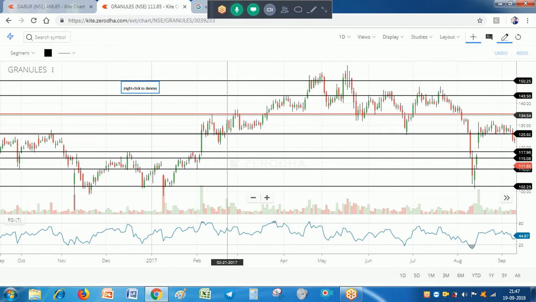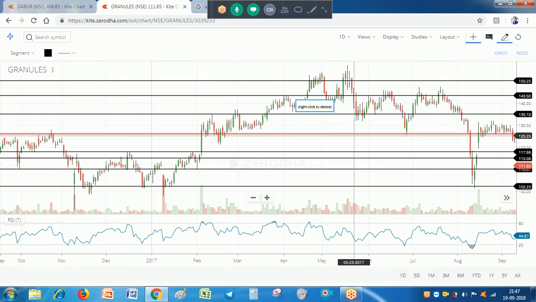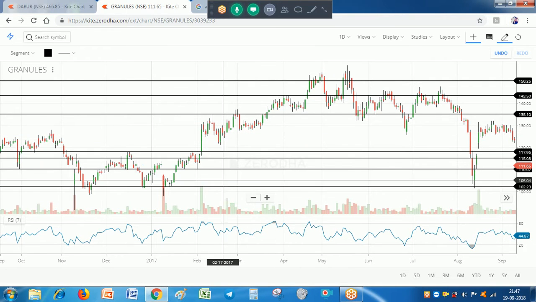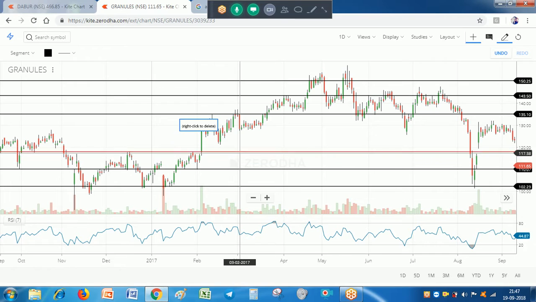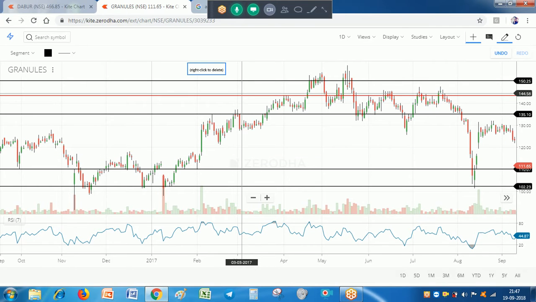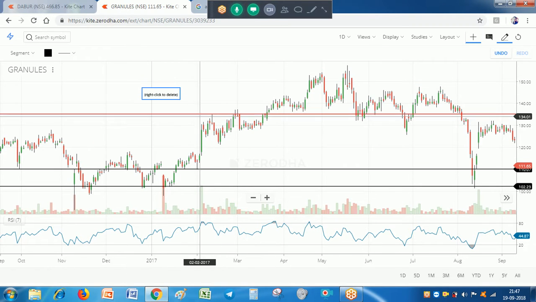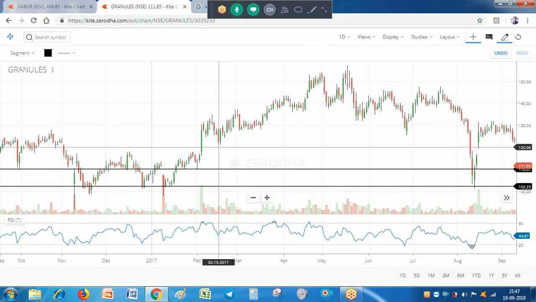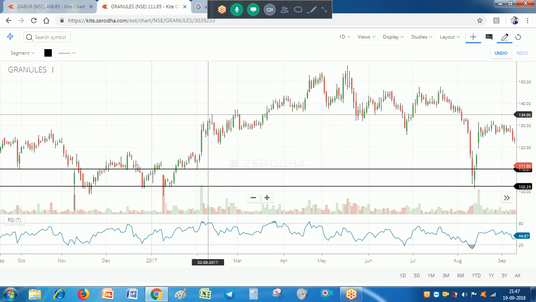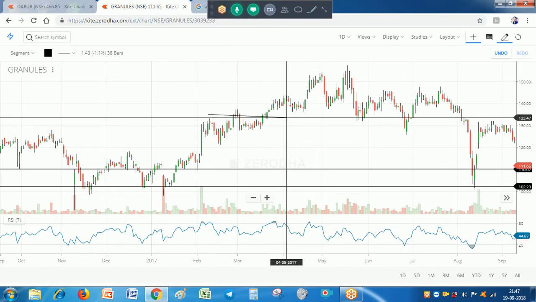You could see here I have put many lines. I have studied this chart. Let me remove a few lines. Okay, now friends, you could see this level. Look at this level. There are two highs which are almost equal.